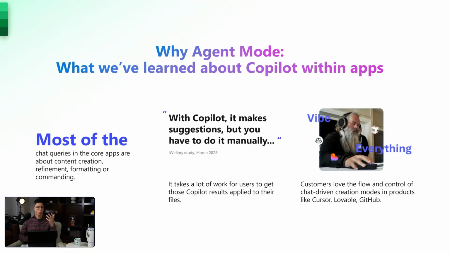Now, a little bit about our journey, right? We've been working on AI for spreadsheets for a long time, even before the current LLM wave of innovation landed, and we've learned a bunch over those years. One of the things that we've learned is that most of the chat queries that we get in the chat experiences we've had in Excel are related to wanting to edit the grid: commanding, formatting, building stuff, modifying stuff. So it's a really strong signal there.